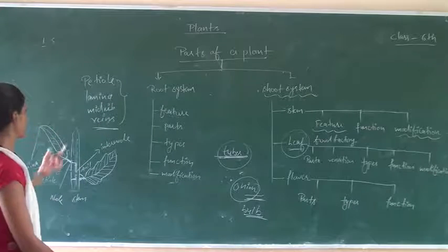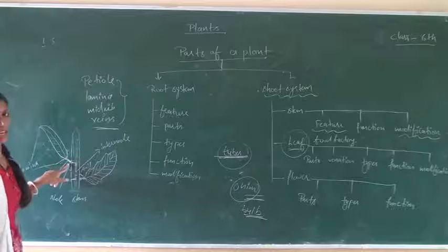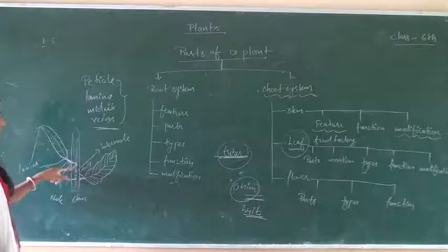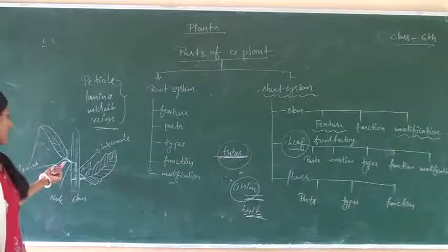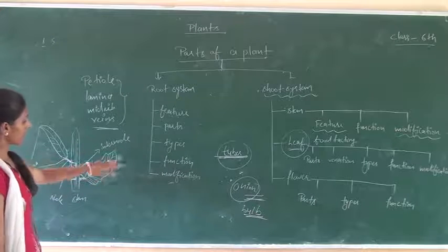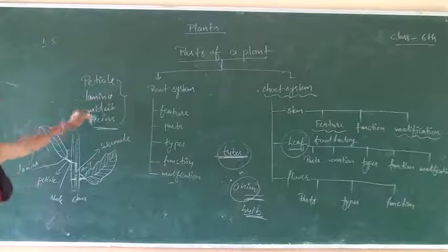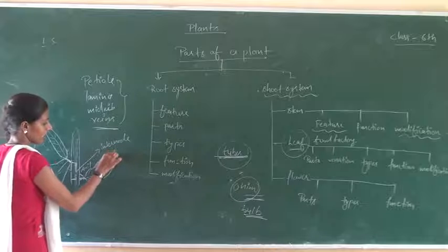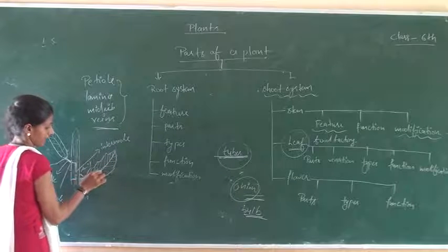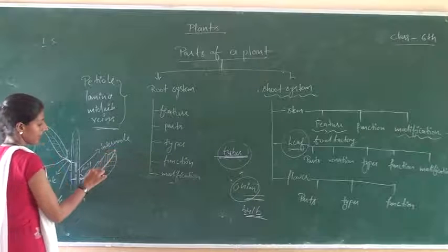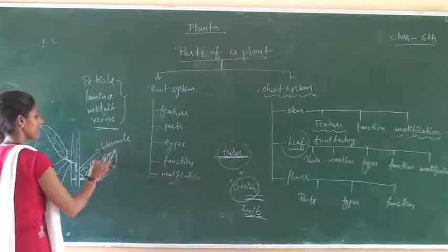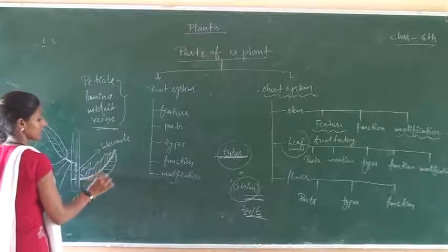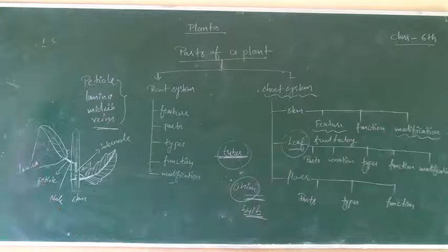As already discussed, the petiole is the thin strand by which the leaf is attached to the stem. This green part of the leaf is known as the lamina. After that, in a leaf, this thick line is known as the midrib, and these lining structures represent veins. Lines on the leaf are called veins.